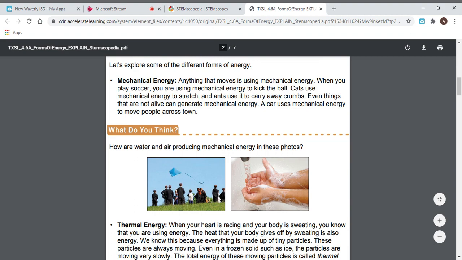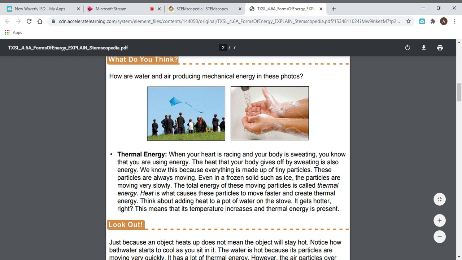What do you think? So let's look at what this is. How are water and air producing mechanical energy in these photos? So when we look at it, remember, it's dealing with motion or movement. So how is it? So the air can move that kite and the water can move the soap by washing your hands.